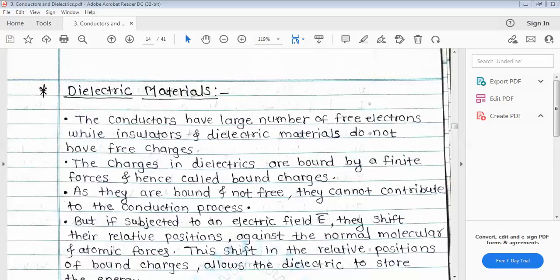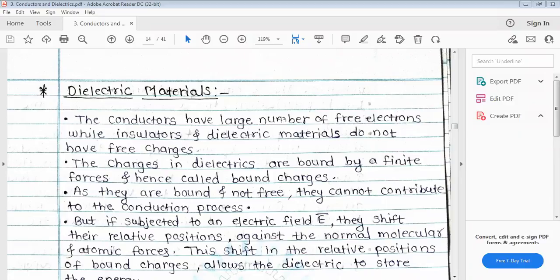When we are giving some external supply, these electrons become free there, and some current flows through such materials. That is a dielectric material. Just imagine it is like an insulator. These dielectric materials do not have free electrons, just unlike our conductors. Conductors have a number of free electrons, but not the dielectric materials.